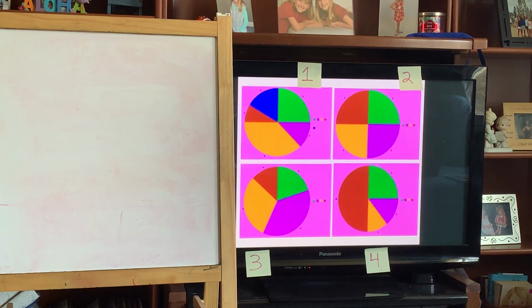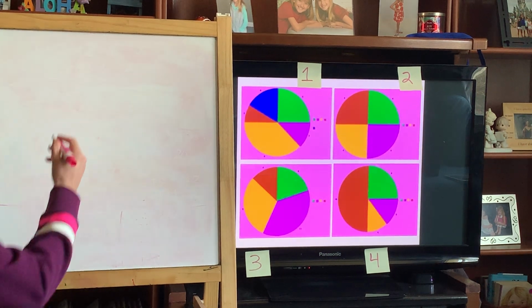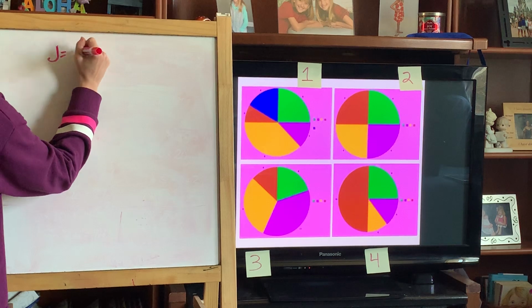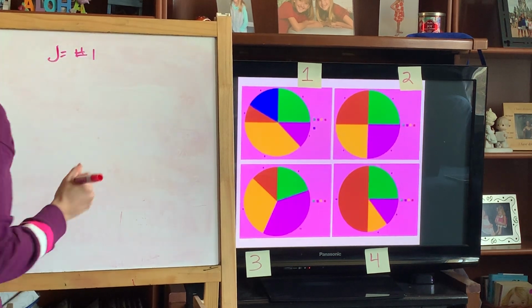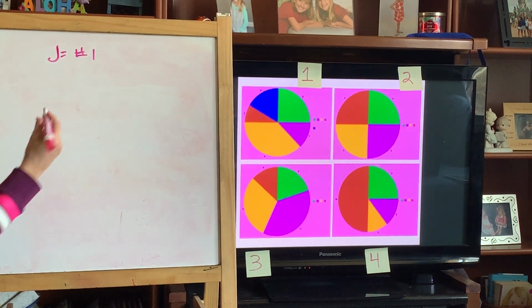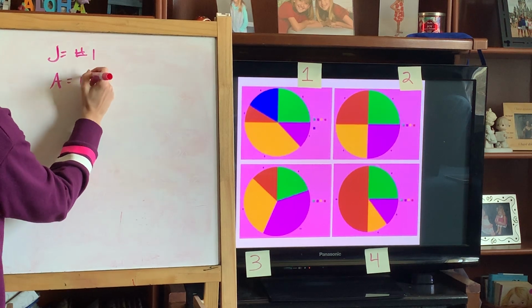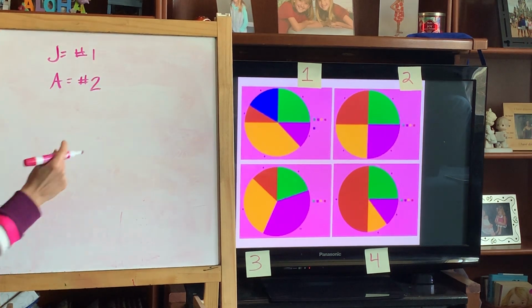Jamie, why don't you just share which one you think doesn't belong, but don't give me a reason why yet, because I have two guesses. Number 1. Okay, so Jamie thinks number 1. Allie? I think number 2. Allie thinks number 2. So we'll start with those.